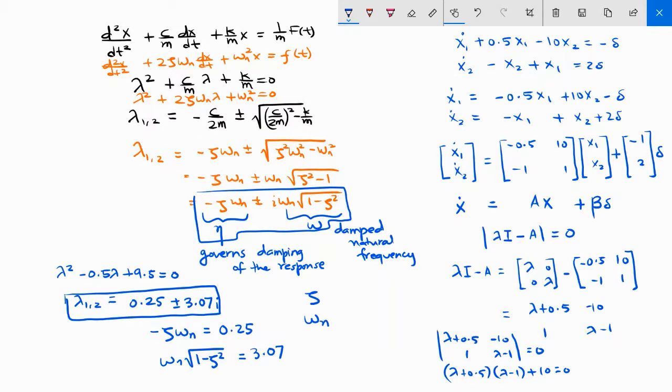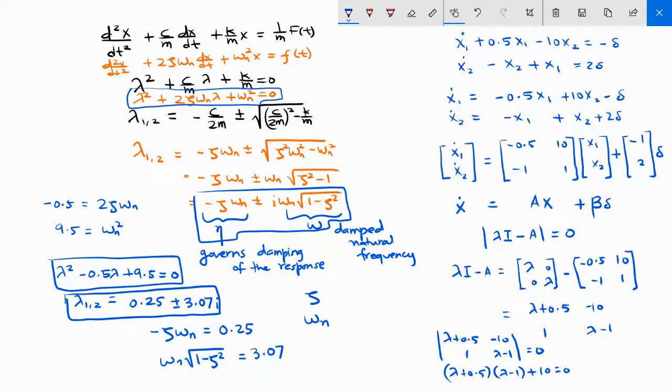So either you can go all the way and solve for the eigenvalues and then obtain the value of ζ and ωn, or you could also directly compare this characteristic equation with this characteristic equation, and you'll immediately see that -0.5 is equal to 2ζωn, and 9.5 equals ωn². So using these two equations also, you can find the values of ζ and ωn. And I have already discussed how the damping ratio ζ and ωn are very useful to describe the oscillatory motion of a system.